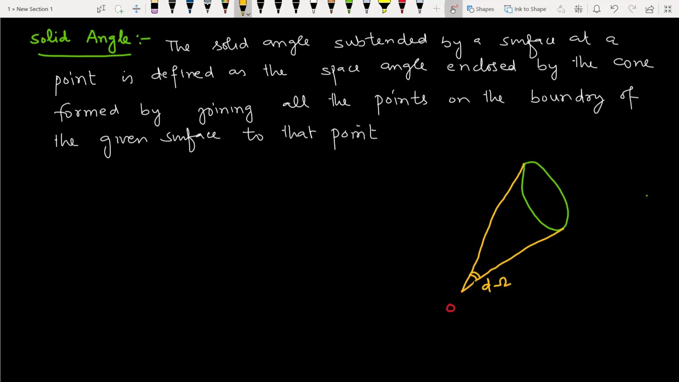It is a three-dimensional angle. Units of solid angle is steradian, SR. It is a dimensionless quantity.